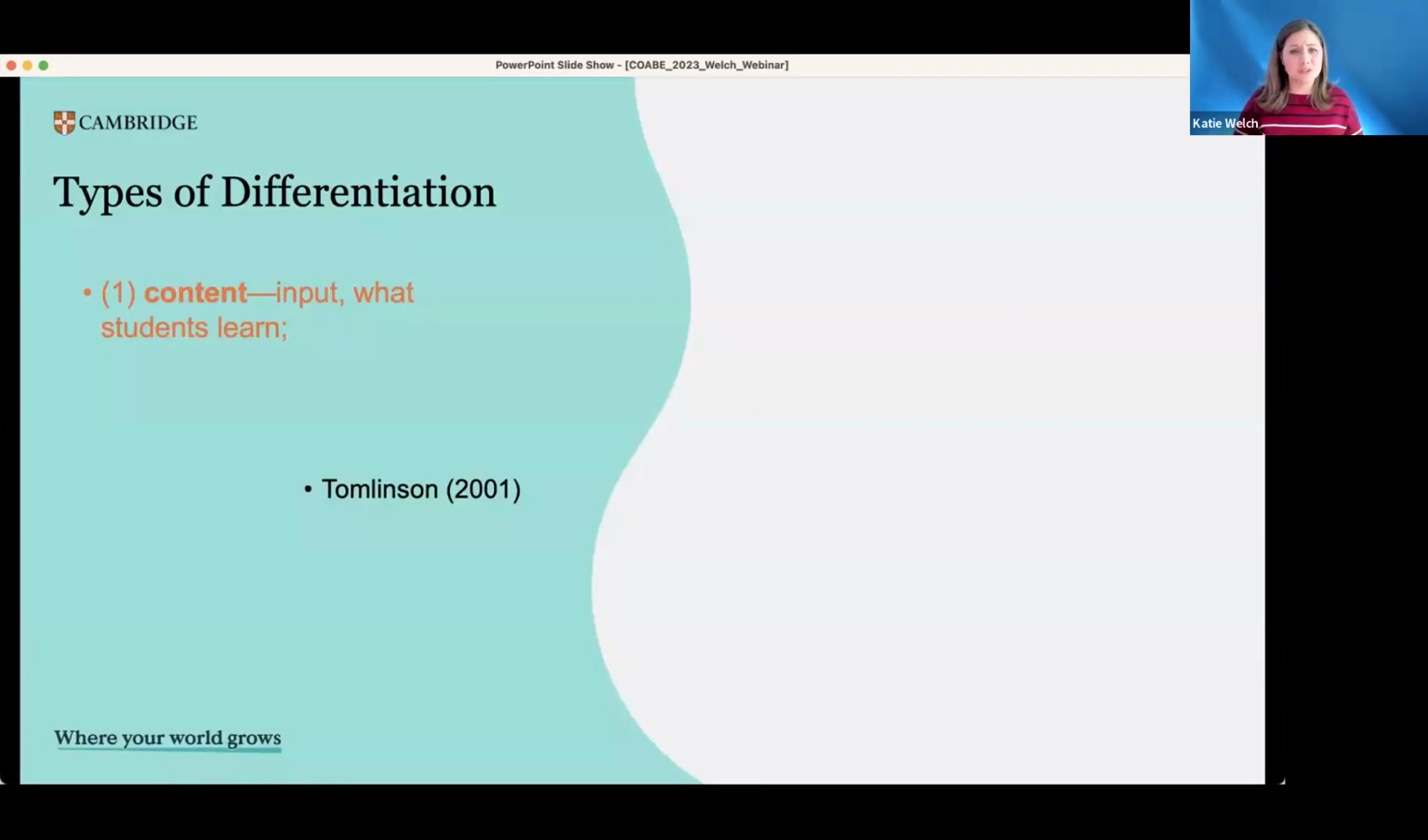Tomlinson goes on to define 3 types of differentiation. And so I want to go through each type. And I also want to tell you how in my own classroom, I've employed these types of differentiation. And so the first type is in content. Differentiation in content is when you are varying the input, that is what students learn.